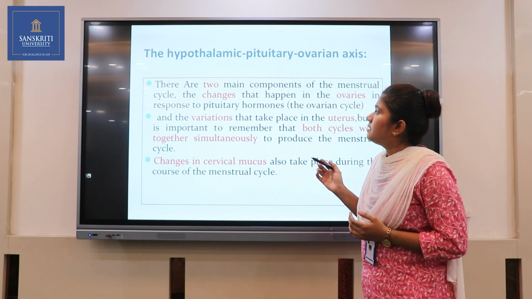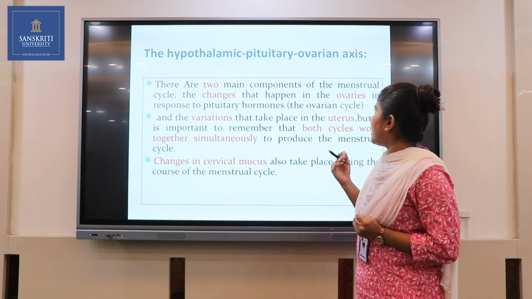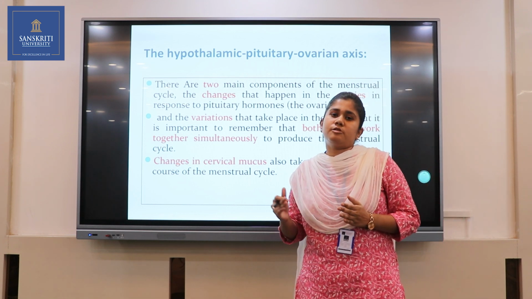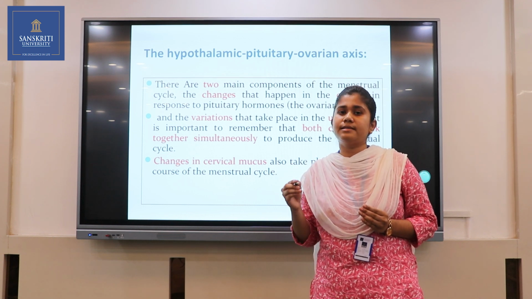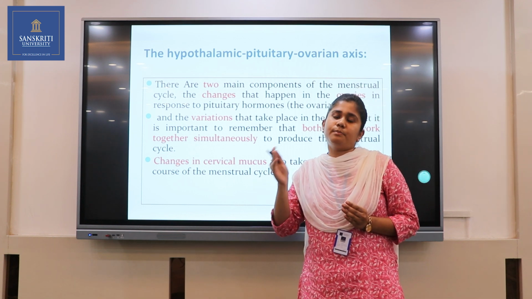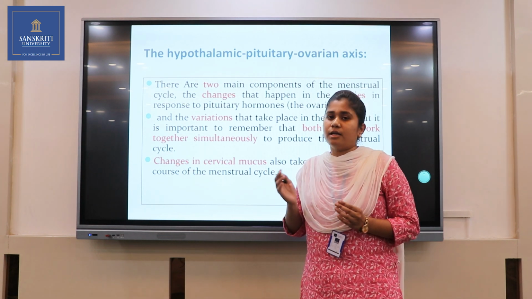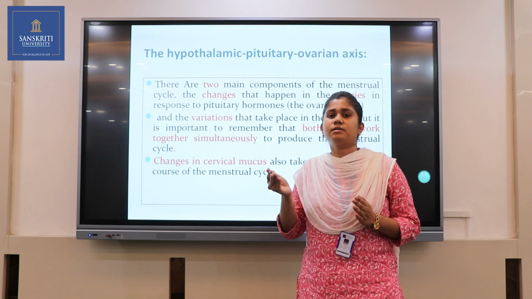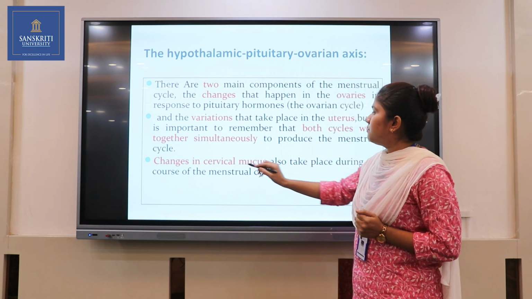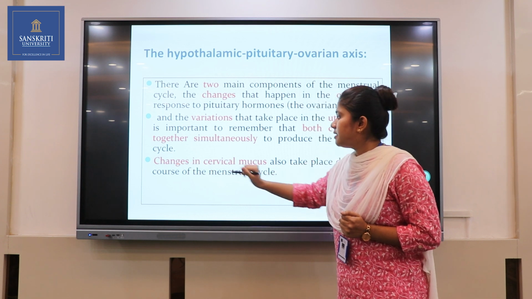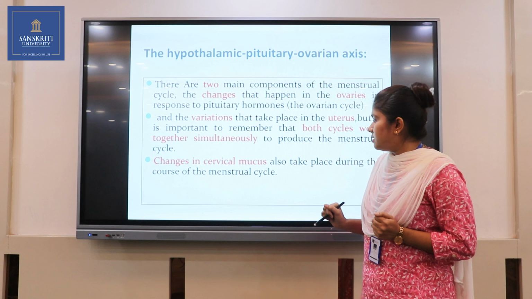There are two main components of the menstrual cycle. The changes that happen in the ovaries are called the ovarian cycle, and the changes that happen inside the uterine cavity are called the uterine cycle, and both work together simultaneously. Then we will see that changes in cervical mucus also take place during the course of the menstrual cycle.